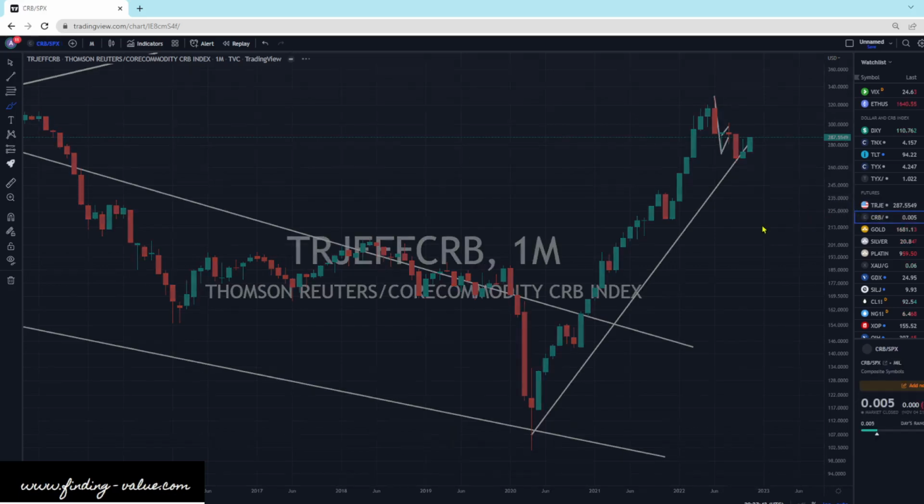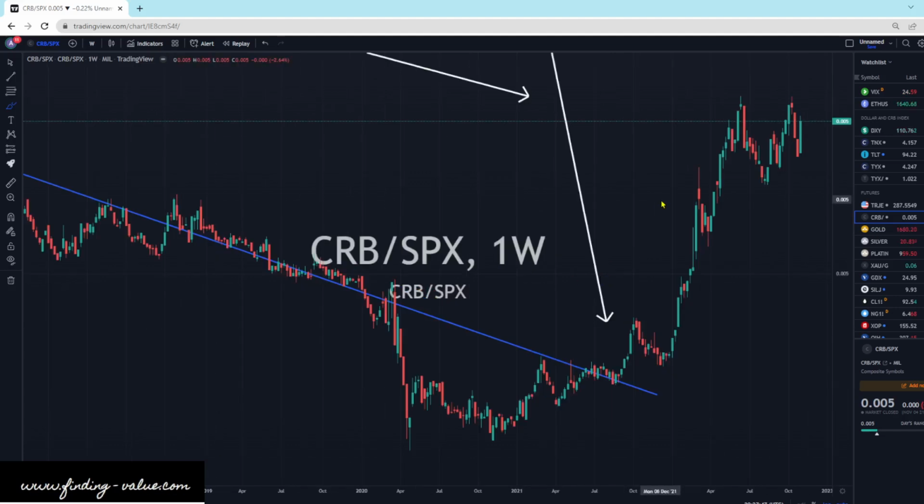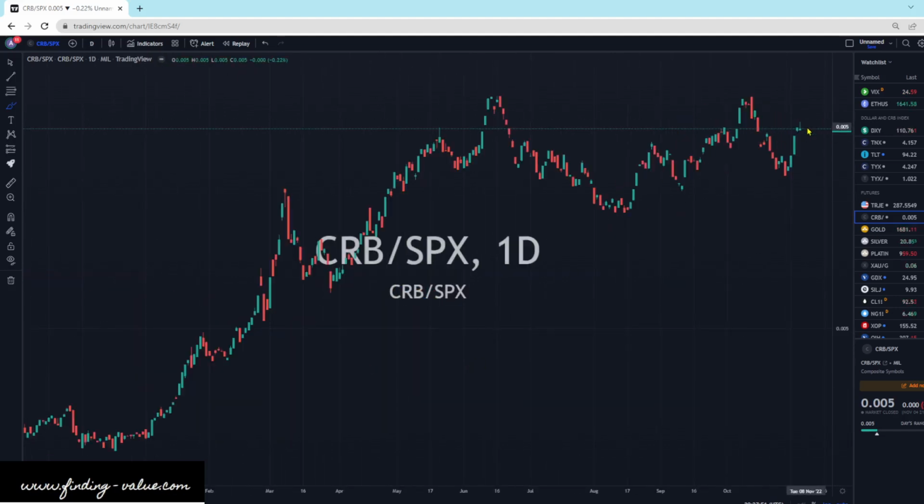Looking at the CRB to S&P 500, I don't know if this is updated. It's basically flat today for the day. So we had commodities up and the S&P 500 up as well.